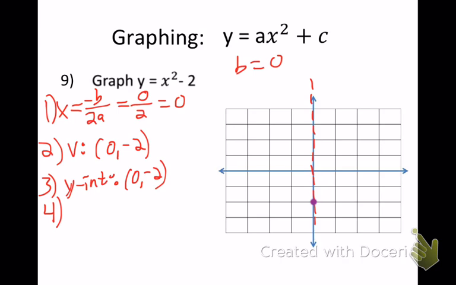So 4, I need to pick some values of x. What were the best values of x to pick? I could have picked 1 and 3, you bet, but I would have done 1 and 2. I could have done 3, that's no problem. I also would have done 1 and 2.